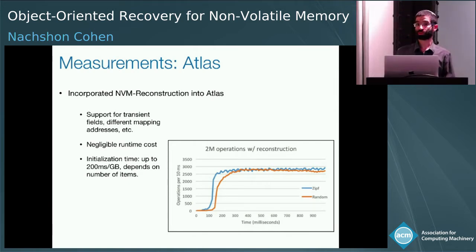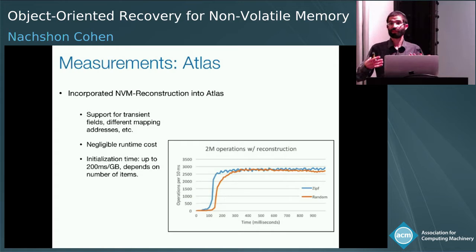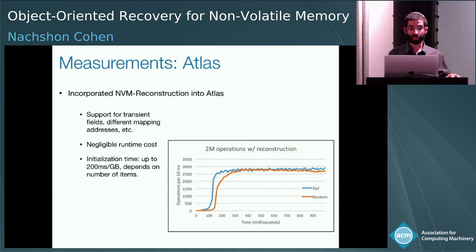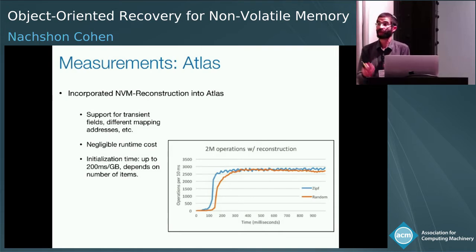The overall cost during normal runtime is quite negligible. It's less than 1%. The only overhead is the initialization time, when we basically have some fault storm, when we need to fix all pages that are accessed. We measured that it's up to around 200 milliseconds per gigabyte of heap. Of course, it really depends on the exact access pattern of the application.